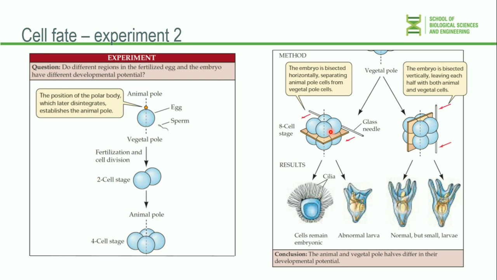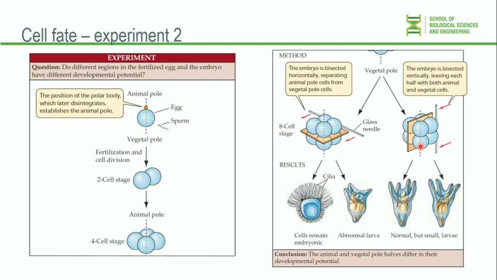And here is what the experimenters did. They carefully separated the cells along this plane. That is, they separated the cells from the animal pole from the cells in the vegetal pole. Or in another experiment, they cut right through, maintaining the polarity of the embryo with the animal pole and the vegetal pole. And then they were looking for, well, what happens?